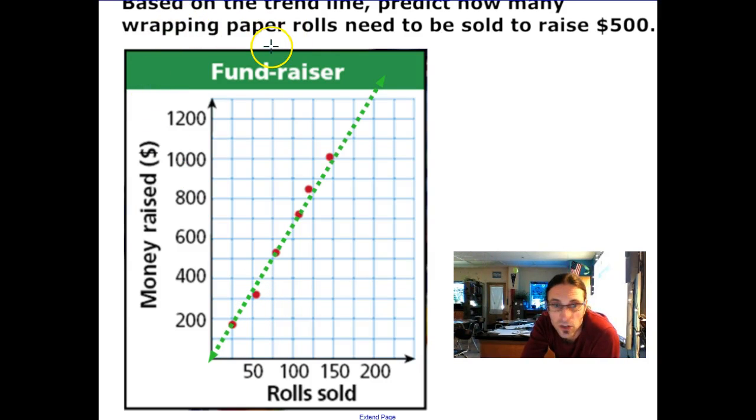So based on the trend line, predict how many wrapping paper rolls need to be sold to raise $500. Well, right about here is 500, right? So I would zoom over here and say, I'm exactly in between 50 and 100, so that would be about 75. Does that sound pretty reasonable?